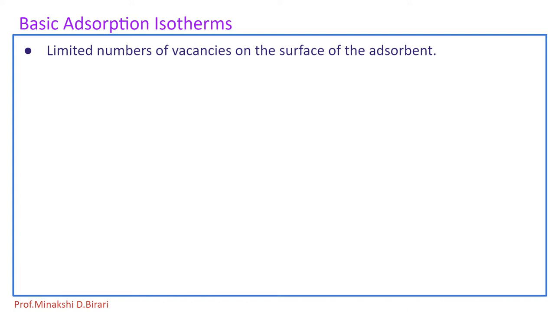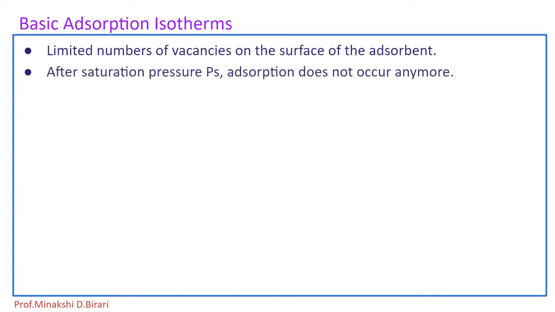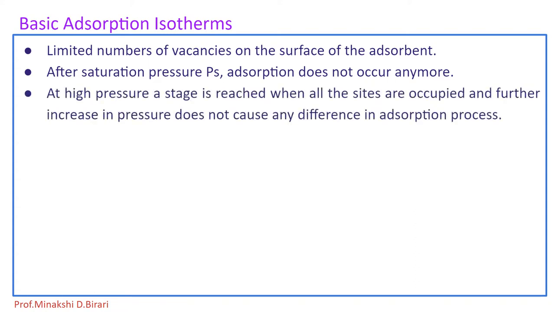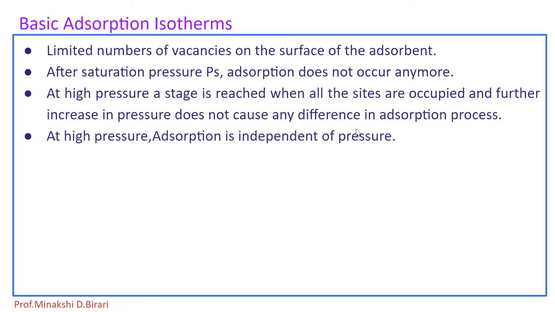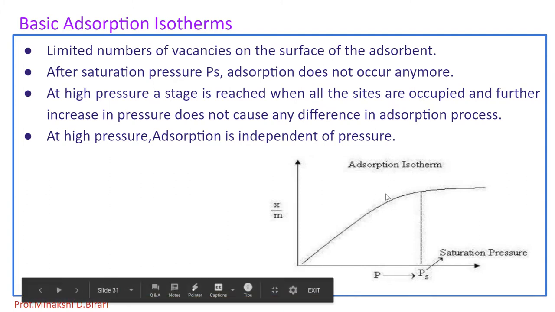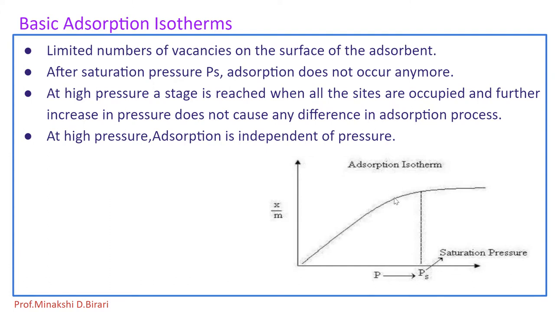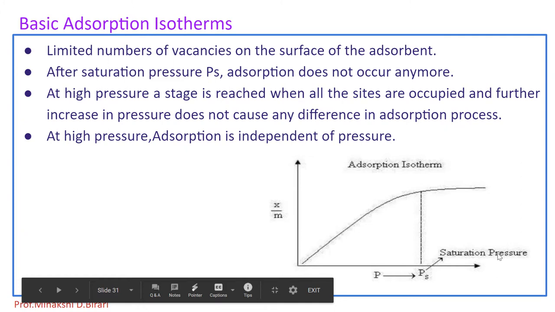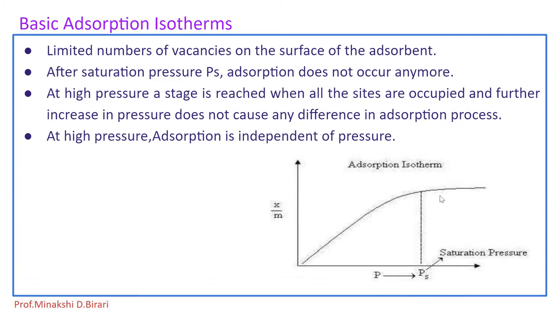There are limited numbers of vacancies on the surface of the adsorbent. After saturation pressure, adsorption does not occur anymore, and also at higher pressure a stage is reached when all the sites are occupied and further increase in pressure does not cause any difference in the adsorption process. At higher pressure, adsorption is independent of pressure. So when we observe this type of curve, there are limited numbers of vacancies on the surface of the adsorbent, and after saturation pressure, that is PS, adsorption does not occur anymore. At higher pressure, a stage is reached when all the sites are occupied and further increase in pressure does not cause any difference in adsorption, so it is independent of pressure.